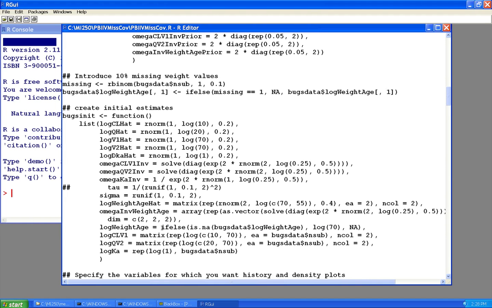So you can see here I say ifelse, and over here it says is.na for log weight age. So basically it takes any elements in that log weight age data item inside the BUGS data. If that's missing, it will put an initial estimate in there, in this case the log of 70 kilograms. Otherwise, it's just going to put an NA value, which is what you want it to do in the case where in the data set it's an observed value.